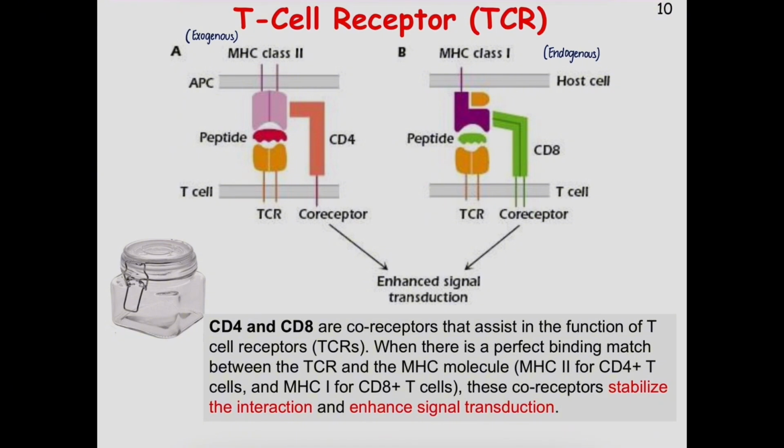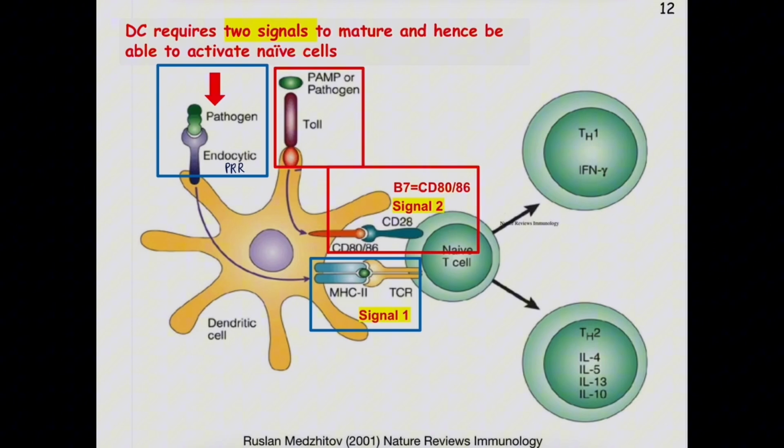But this is only our first signal, and we require 2 signals for the activation of T lymphocytes, as we're going to see right now. So what we have on the surface of the dendritic cell, we have an endocytic PRR, which is a pattern recognition receptor, and we have toll-like receptors. So let's take it one by one.